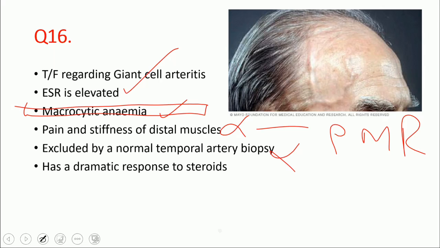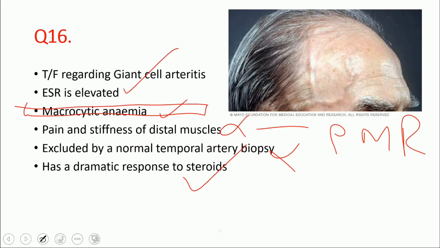The thing about giant cell arteritis is that it has a beautiful, dramatic response to steroids. And somehow, the moment you wean the steroids off, it comes back. So steroids have a big role to play in giant cell arteritis. Other drugs also, but steroids give a very, very quick response.